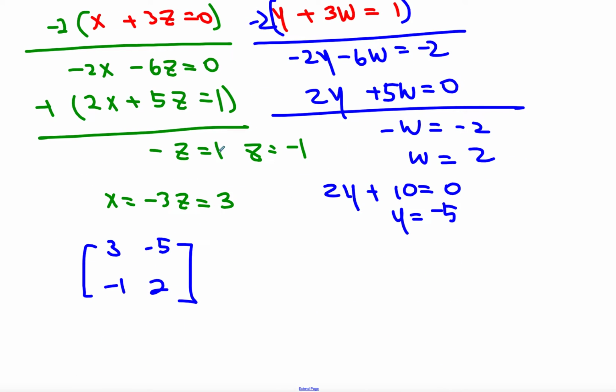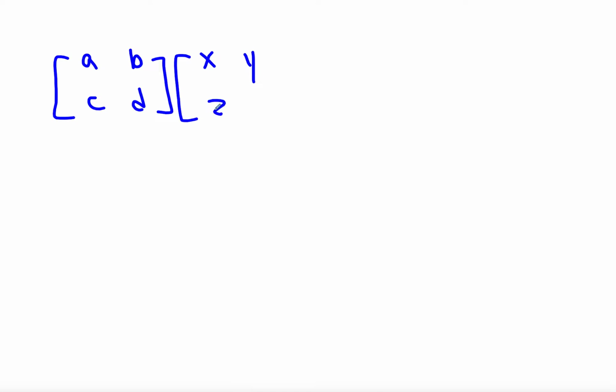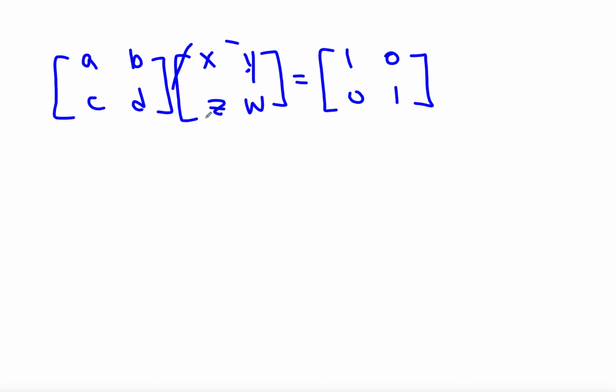Let's try to look at another example. So this time I'm going to assume that my first matrix is A, B, C, D. And I want to multiply this one by X, Y, Z, W, and produce the identity matrix 1, 0, 0, 1. So as you can see here, this second matrix must be the inverse of the first one. Then how are we going to get that?